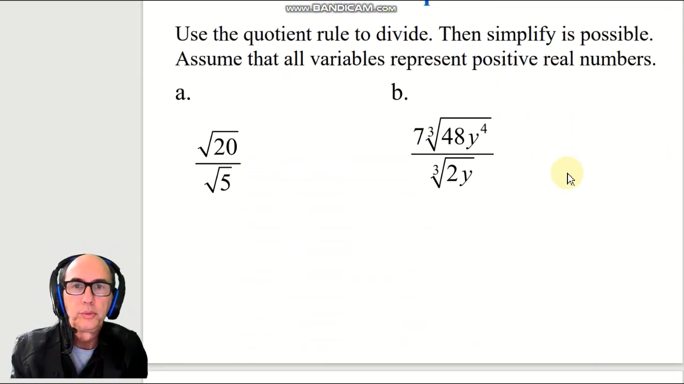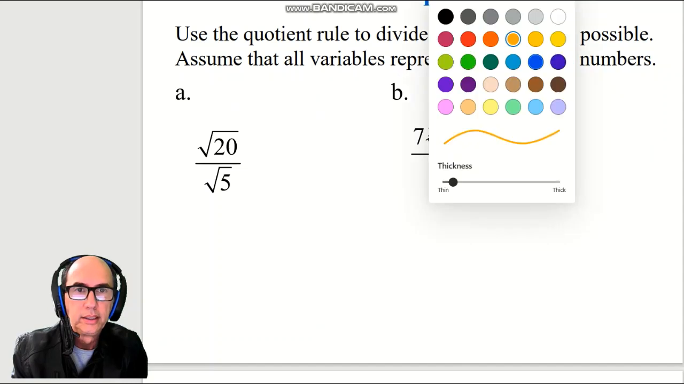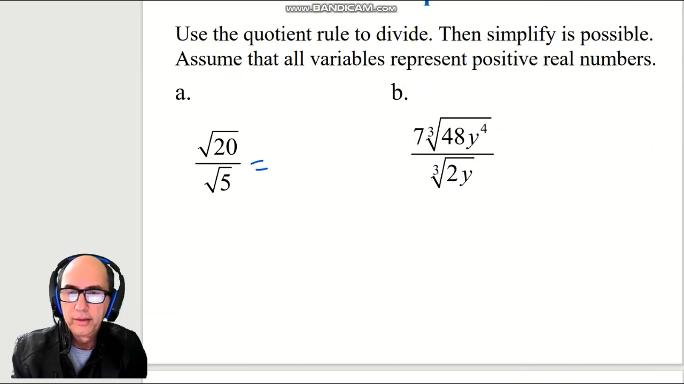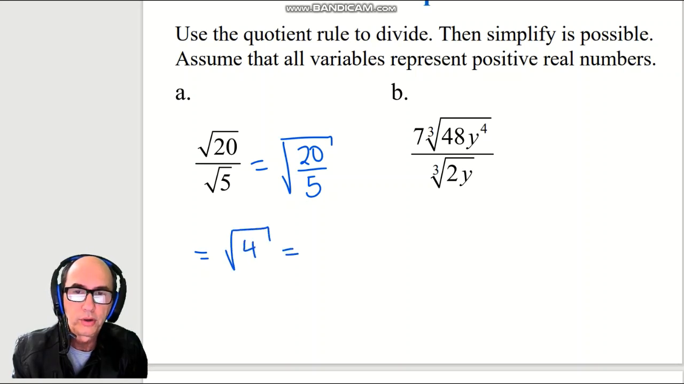Use the quotient rule to divide. And we have a square root of 20 over a square root of 5. Write down under the same square root, 20 over 5. 20 divided by 5 is 4. And a square root of 4 is 2.